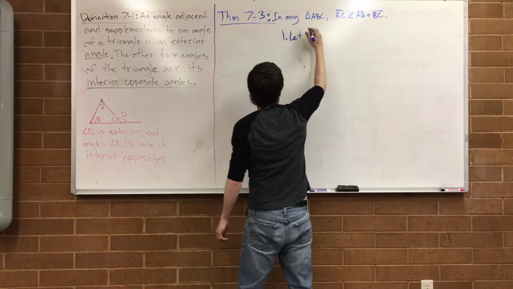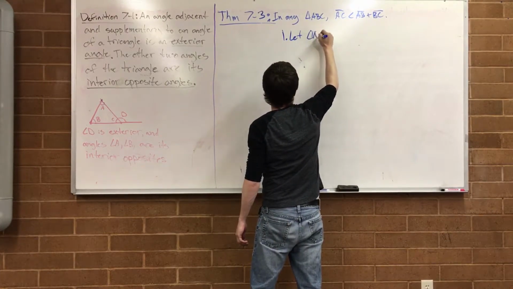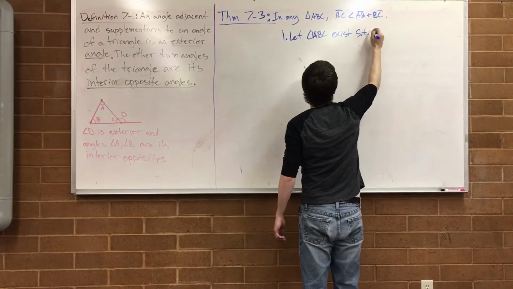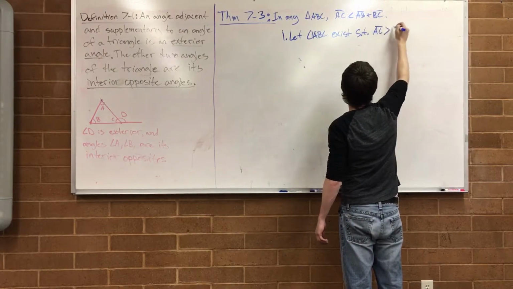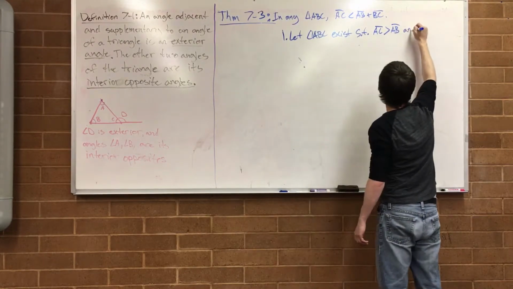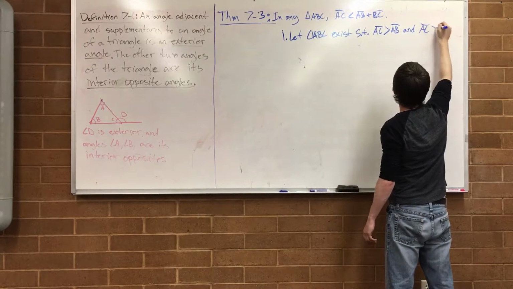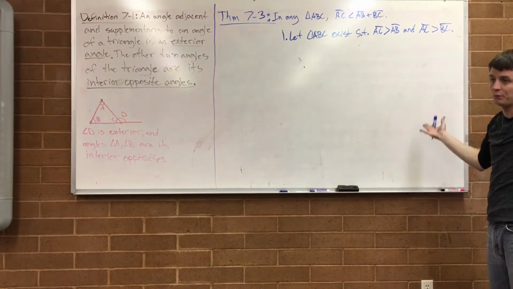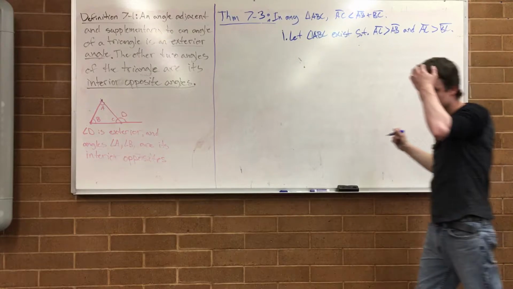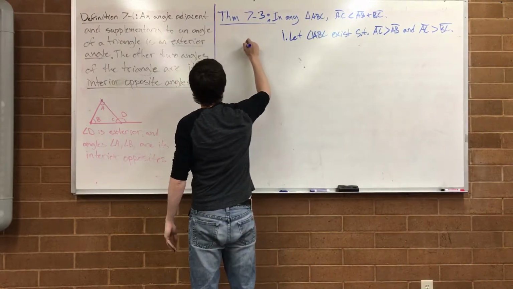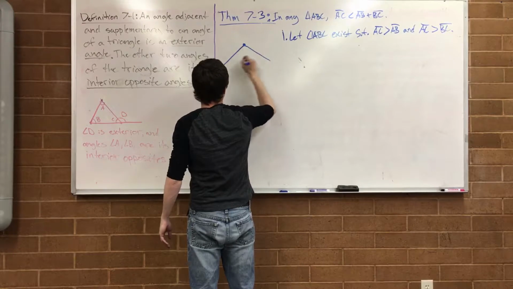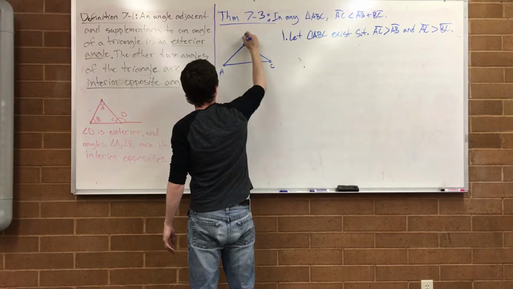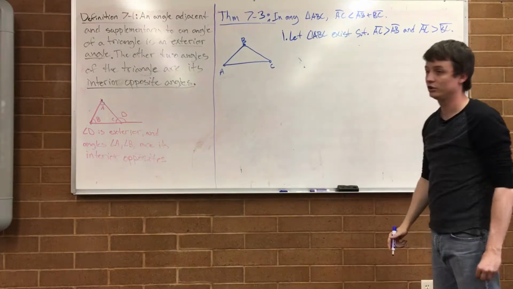One. Let triangle ABC exist such that AC is greater than AB and AC is greater than BC, right? We want AC to be the longest side. Otherwise, we're basically just done with the proof. You remember that discussion at the beginning? So our triangle, we want to make AC as big as we can, and then that's point B. Good?